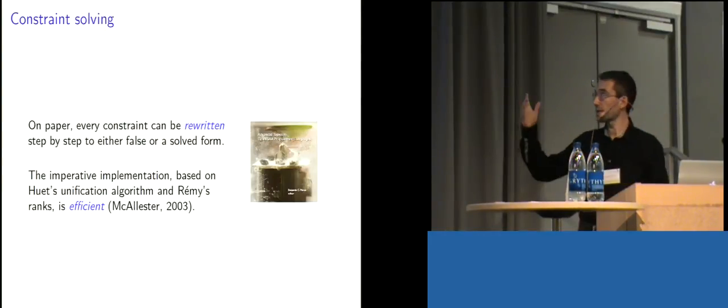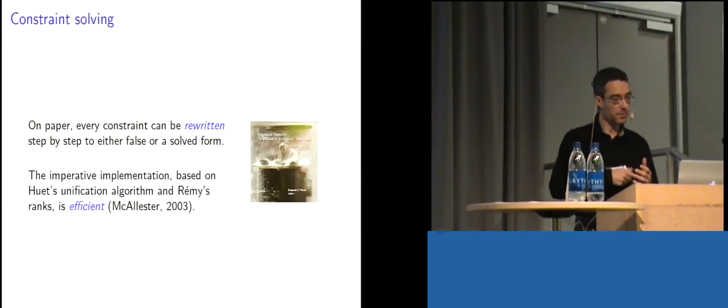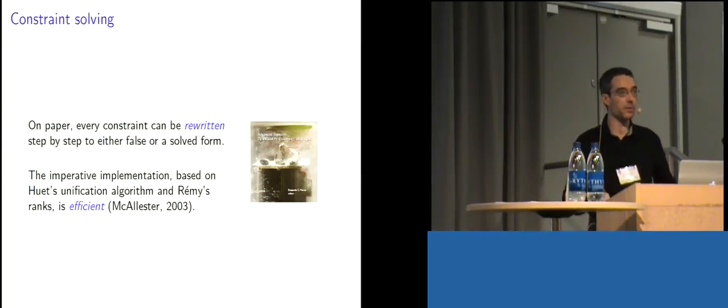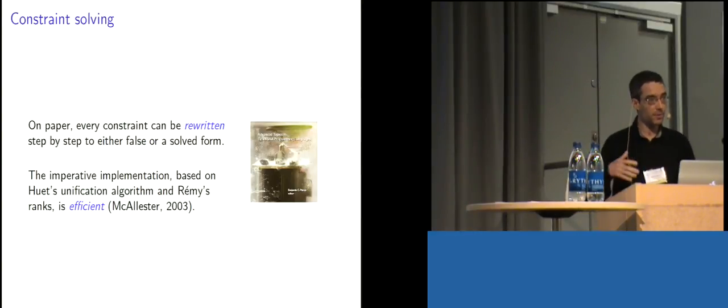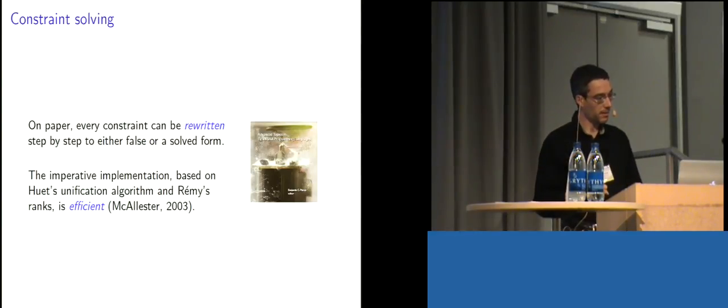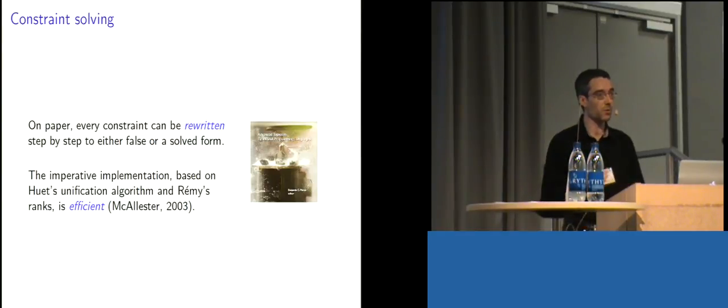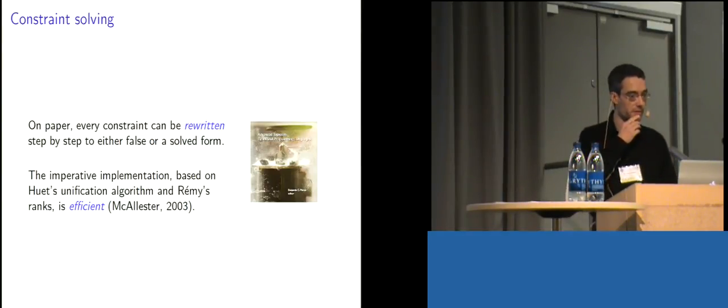So this may look a little mysterious, perhaps too magic, but actually it does explain something, in the sense that you can take these constraints and solve them step by step. There is a set of rewriting rules which describes the constraint solver, and you can actually implement that efficiently and reduce every constraint that way to a solved form, which is either false or the most general unifier, essentially.